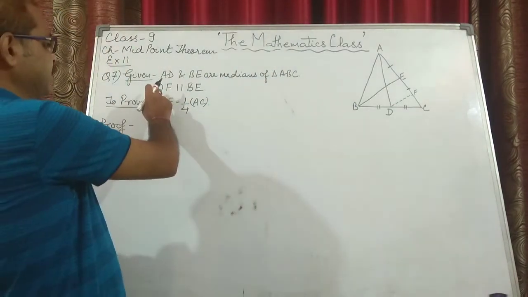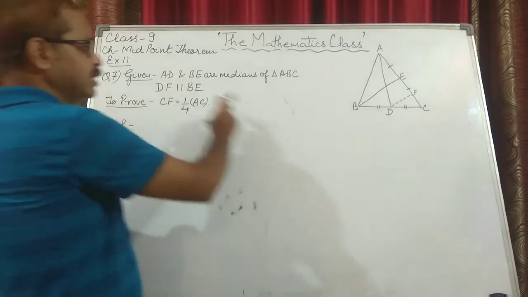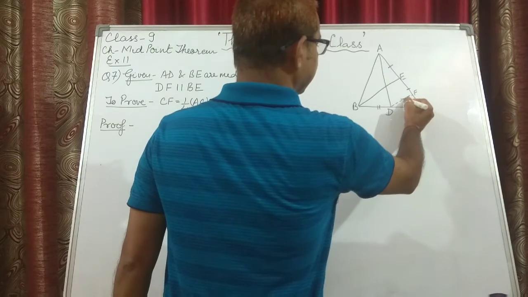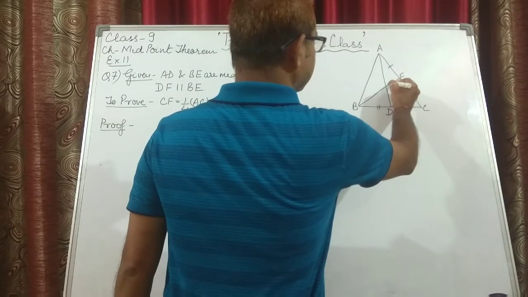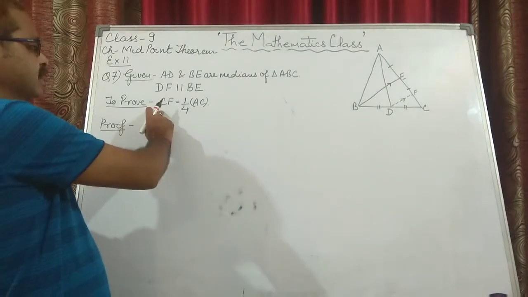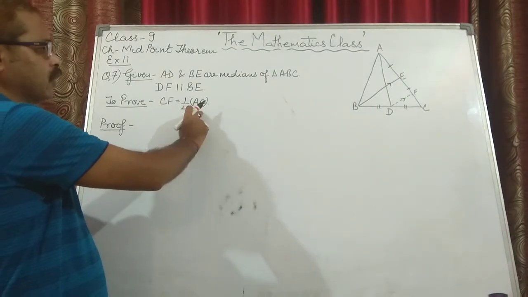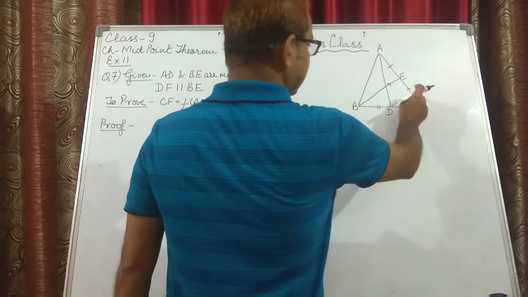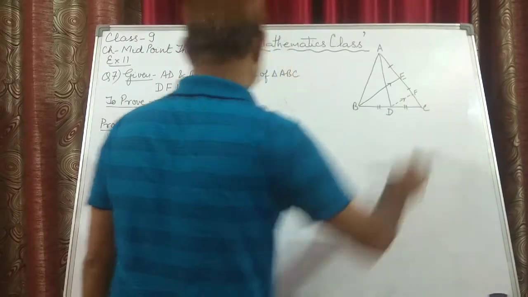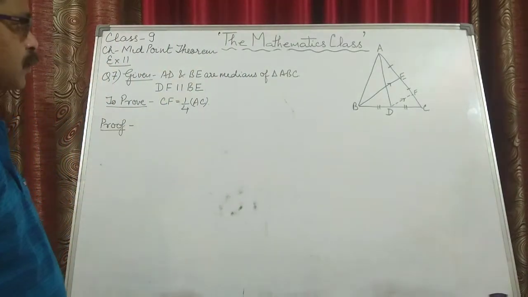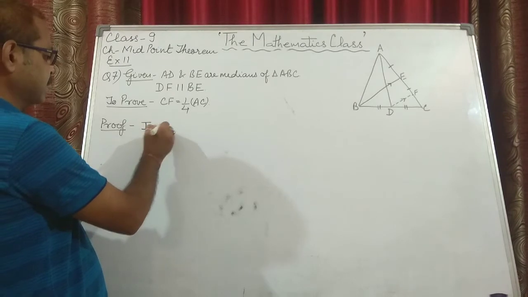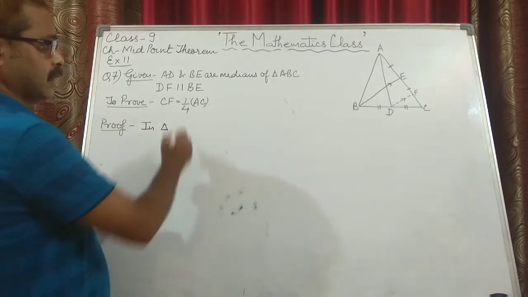Second point that is given is DF is parallel to BE. This line DF is parallel to BE. These two lines are parallel. We have to prove that CF is equal to 1 upon 4 of AC. CF, this small part, is 1/4 of this total side. So what we'll do in the proof, if we look at triangle, we can say in triangle BEC.